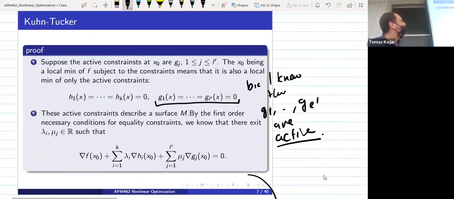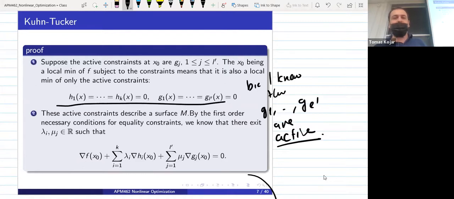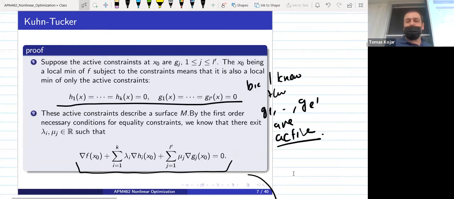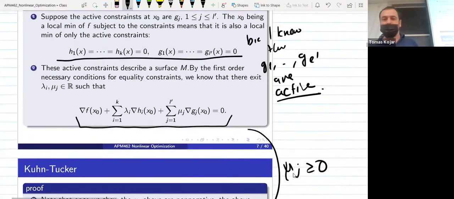The constraints that are active are very easy, because locally they're all equalities. So you can use Lagrange multipliers from last week. That's easy. The problem is, what if they're inactive? So you have less or equal. Lagrange multipliers doesn't work, so I cannot apply Lagrange multipliers.